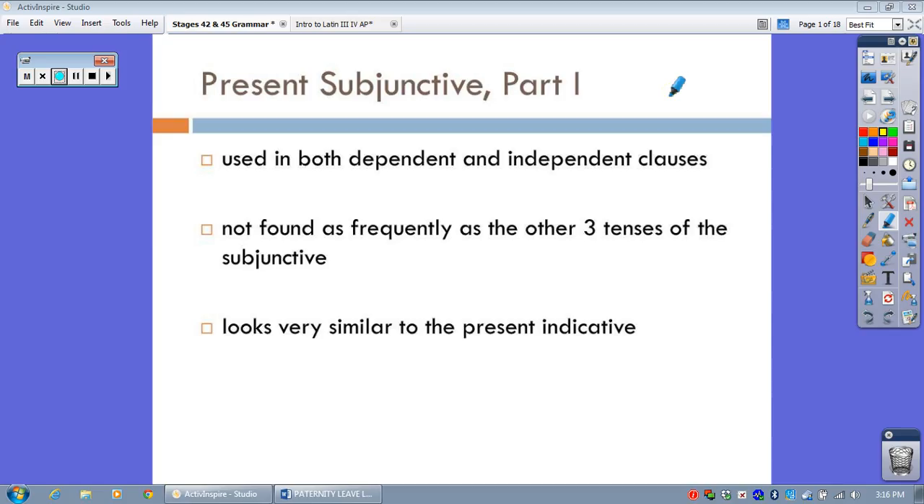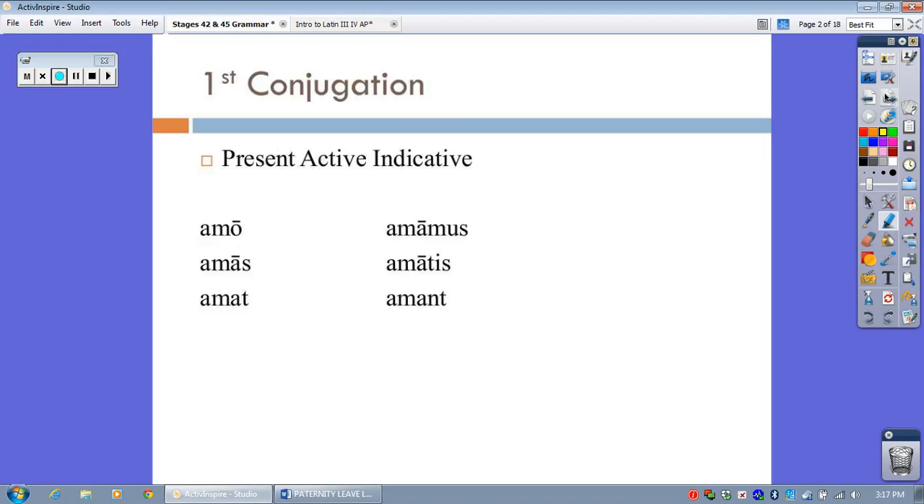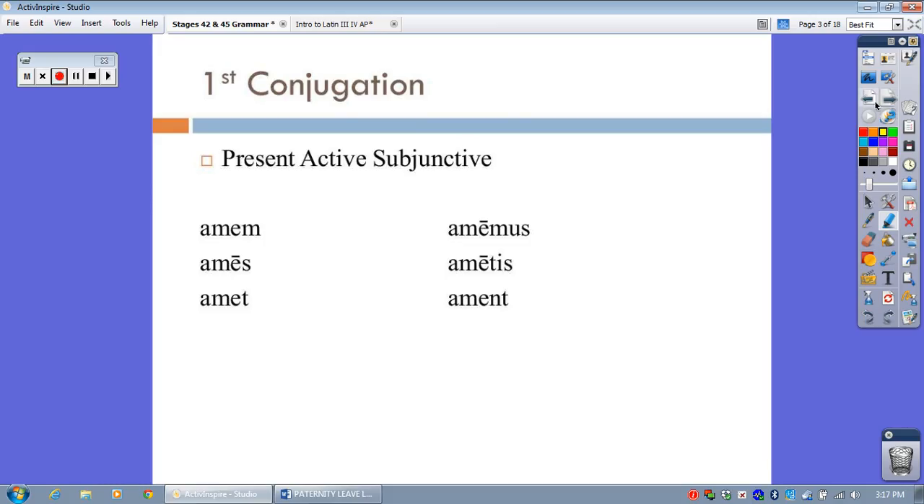So the thing about the present subjunctive, it's not used as frequently as the other three tenses, and it looks very similar to the present indicative. In fact, it only differs by a vowel. For example, first conjugation verbs, you see amo, amas, amat, amamus, amatis, amant, and then first conjugation subjunctive changes the A's to an E. Amem, ames, amet, amemus, ametis, ament. If you guys remember the memory trick, let's eat caviar, this is the E in let's.